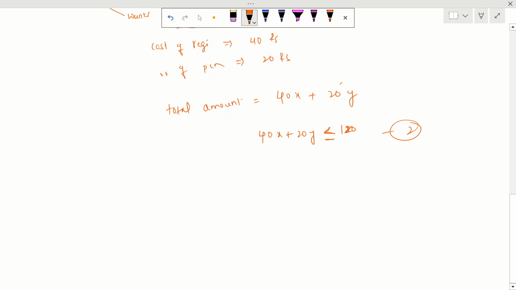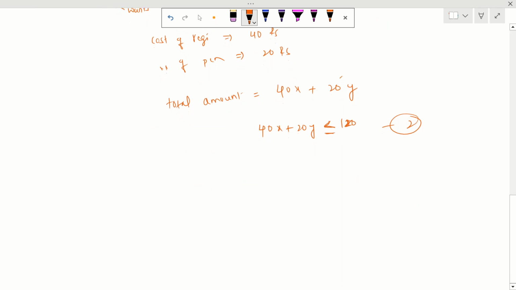So we can write the statement mathematically. What is the meaning of this statement? Reshma has to purchase registers and pens. The cost of a register is 40 rupees, and the cost of a pen is 20 rupees, the number of registers is x, and the number of pens is y. But how many we don't know. This is the equation we'll call equation number 2.